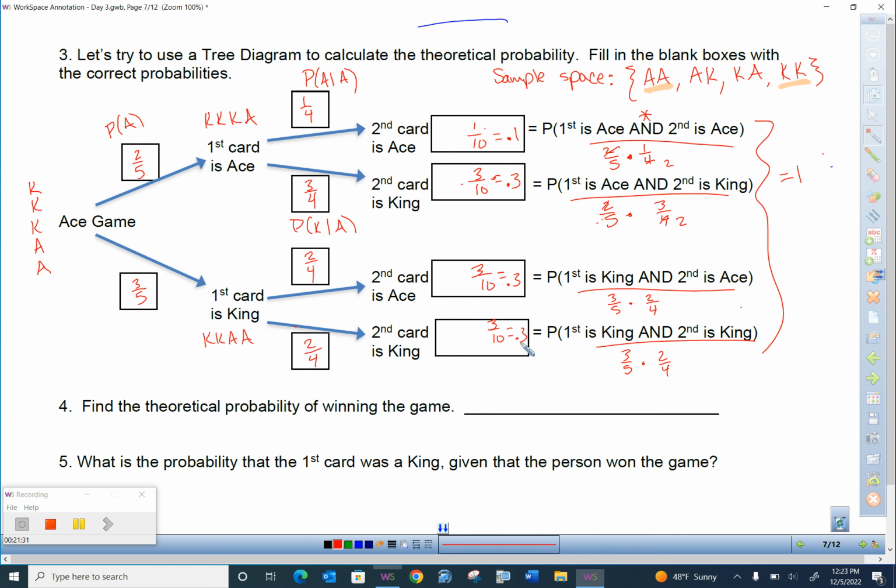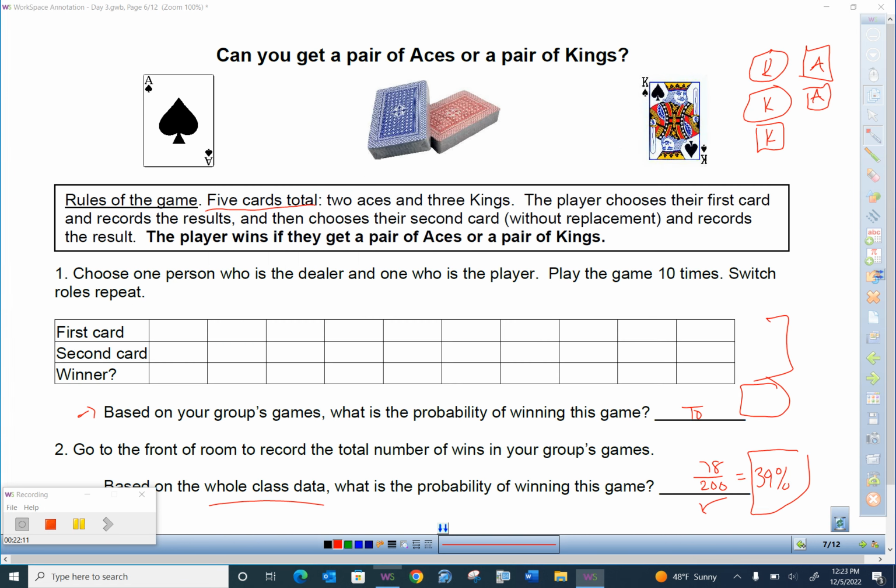And now the whole goal of this was to determine the theoretical probability of winning. So if we think about winning the game, that was the double ace or the double king. The double ace was here, or the double king was here. And remember, or is going to be add as long as they can't happen at the same time. In the game, you can't have 2 aces and 2 kings at the same time. So we just take our 0.1 plus our 0.3. And so our probability is 0.4. And if you remember, it's pretty close to the 39% that we got.